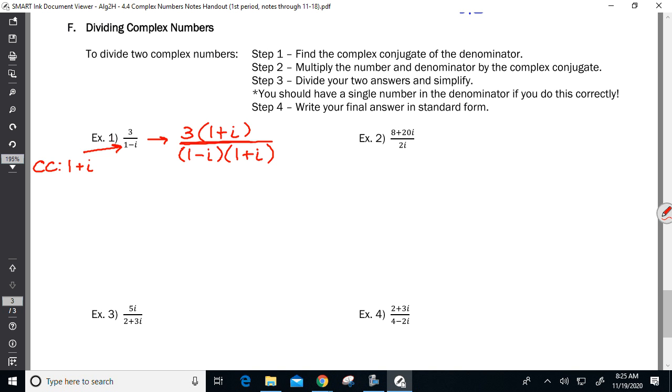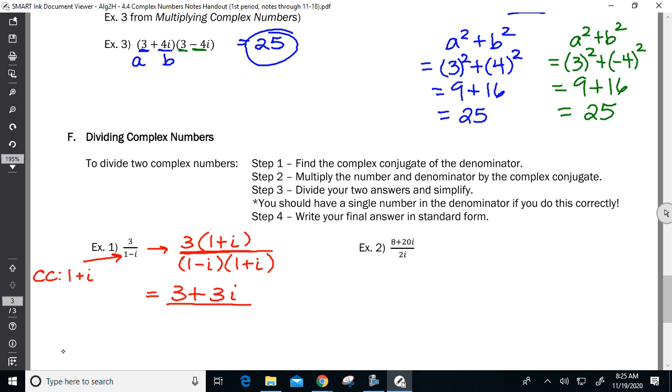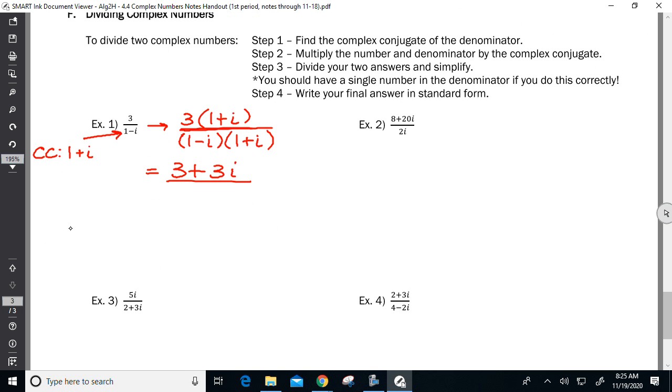Multiply the top and the bottom by the complex conjugate. So if we do that, you get 3 plus 3i at the top. At the bottom, remember you can use the shortcut that I told you with multiplying by the conjugate, or if you don't want to use the shortcut, you can always multiply it out using FOIL. Doing it the FOIL way is a good way for you to check your work anyway.